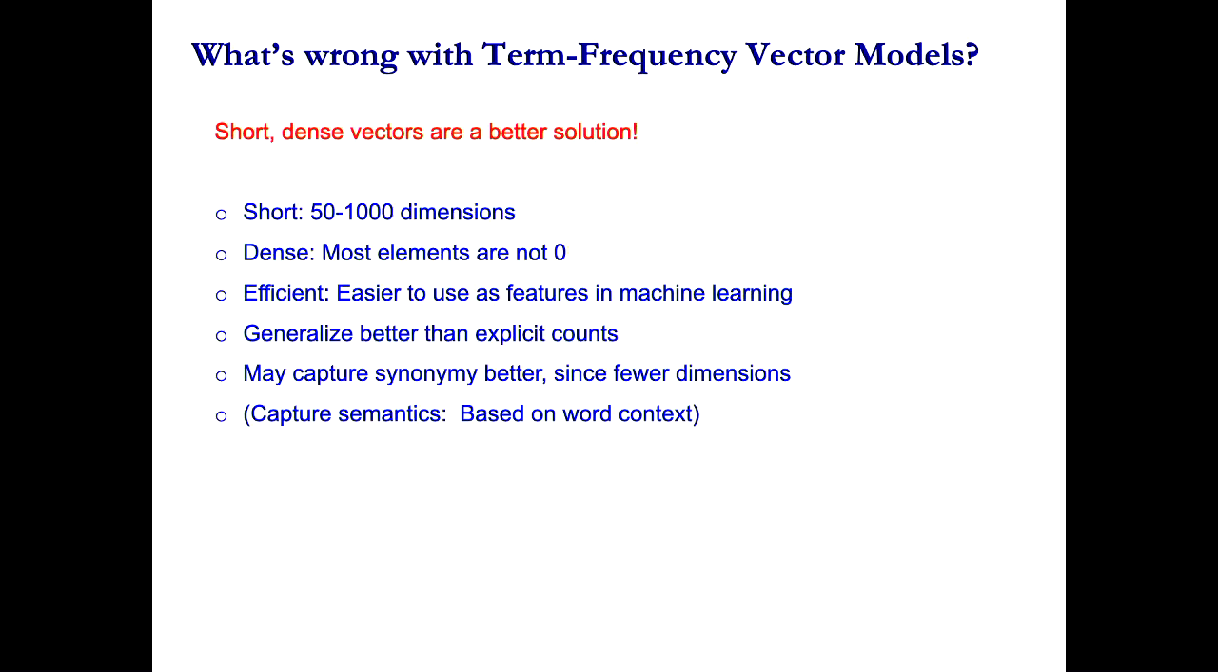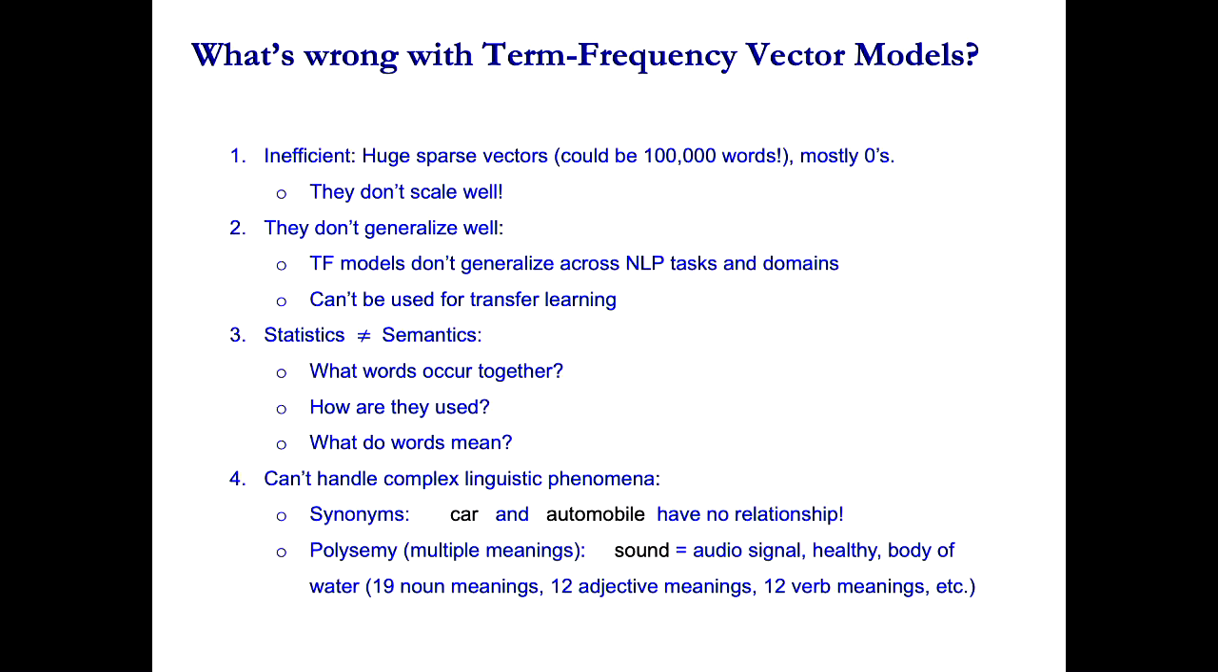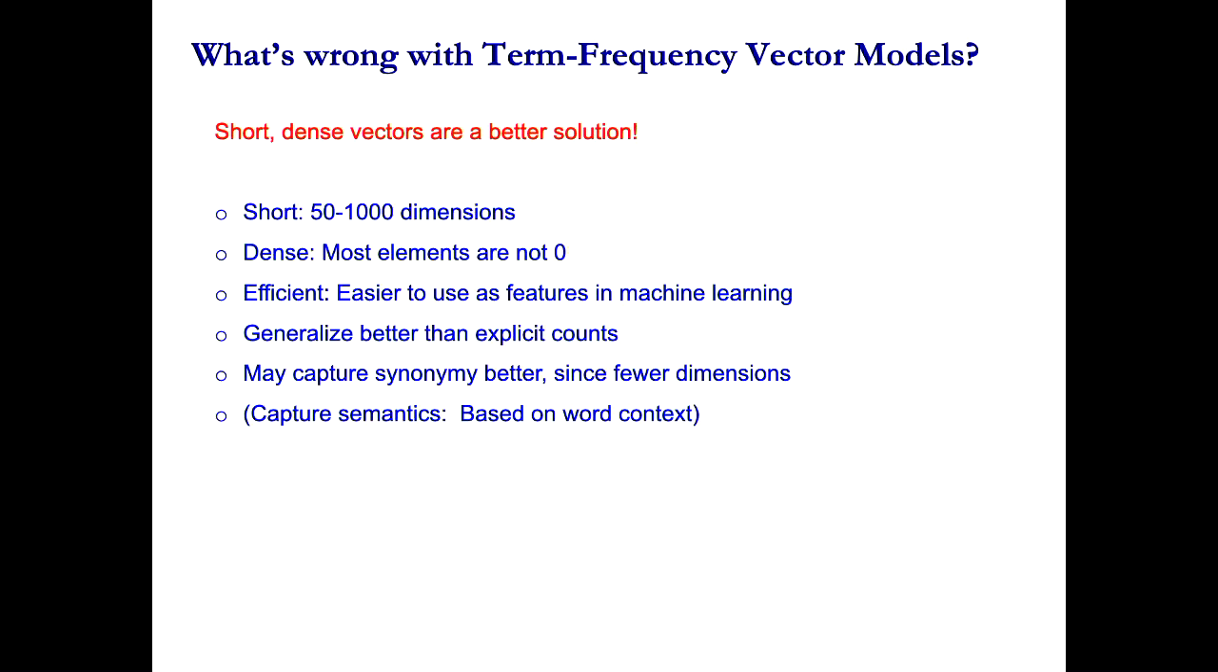Okay, what would be better? Well, let's start with the top. Let's not make them large and let's not make them sparse. We want short, dense vectors. Just right off the top, right? We want short vectors that are dense, that don't have a lot of zeros. Thinking in terms of the vector space, the zeros mean you're in a much lower dimensional space because you're using relatively few of the dimensions for the meaning.